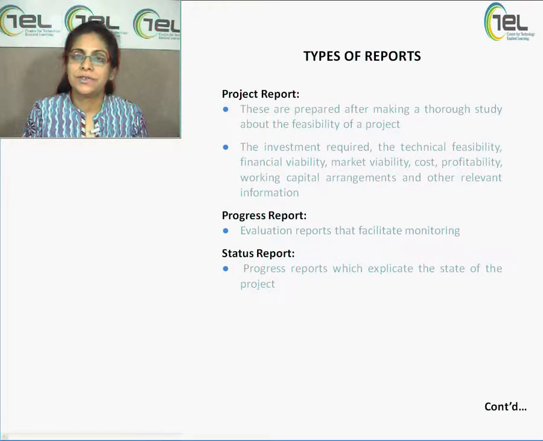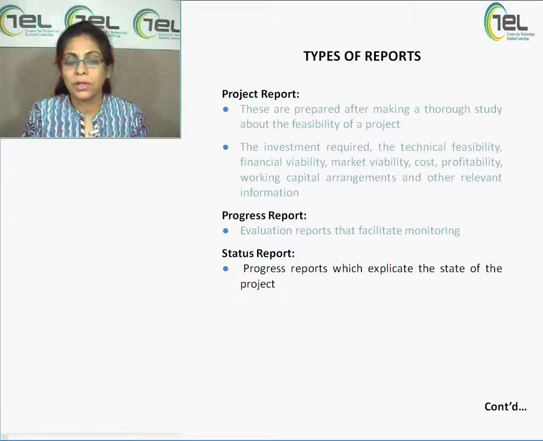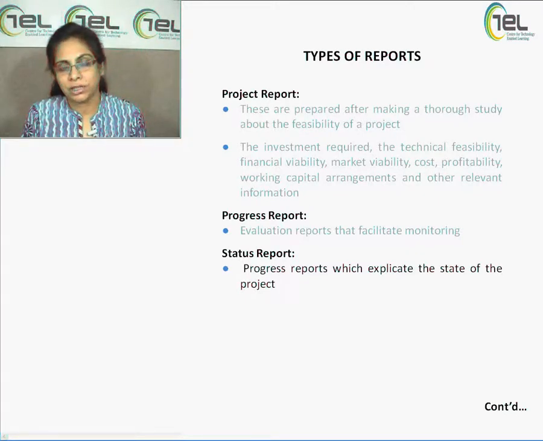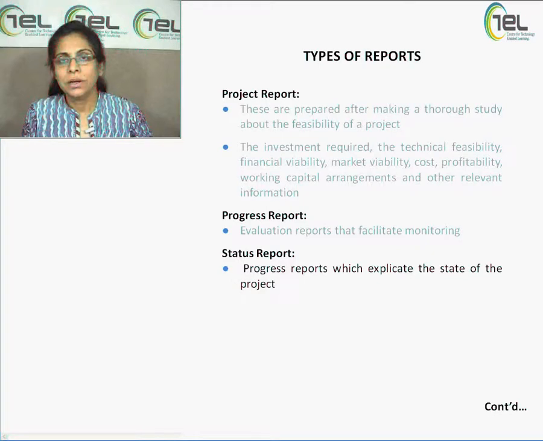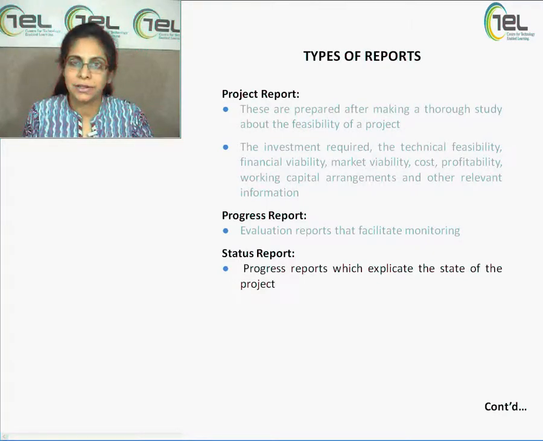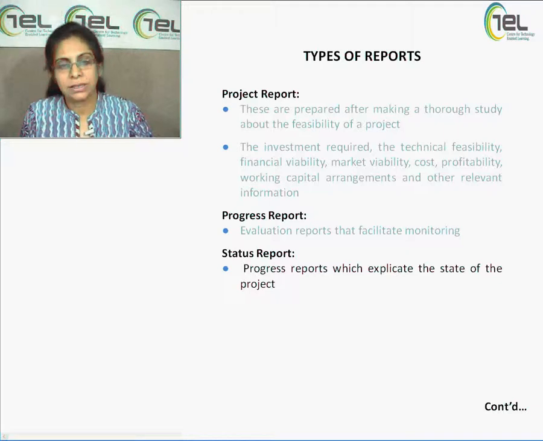Moving on to the status reports. The status reports tell us about the progress report, which explicates the state of the project. Once the project has started and certain things are being done, in between you have to keep giving the higher authorities the status. Let them know the status of your progress, that you have done the work.